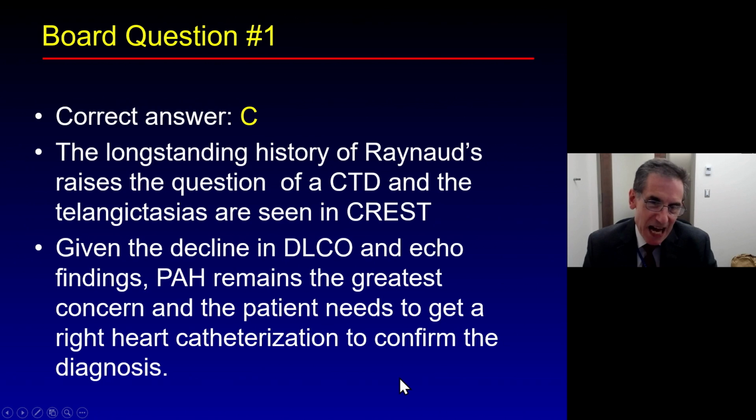A CAT scan is not a wrong answer. This patient could have concomitant interstitial lung disease, but the most likely clinical scenario in the context of someone with limited scleroderma with these clinical findings is that they've developed pulmonary hypertension.